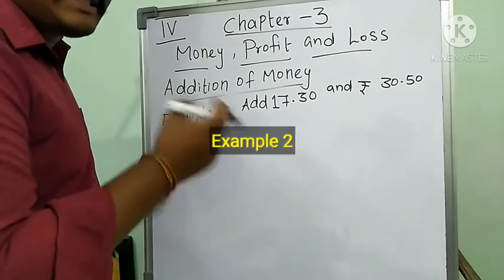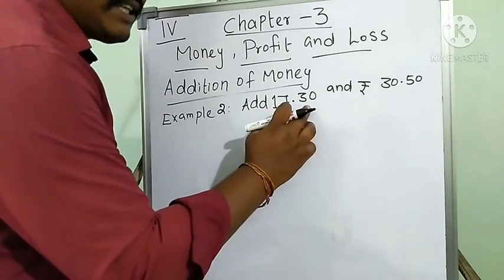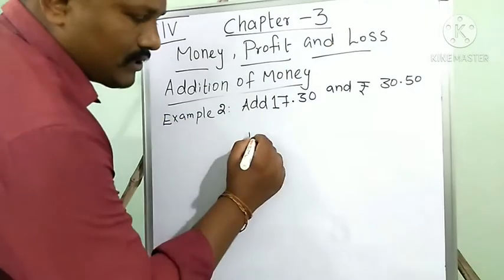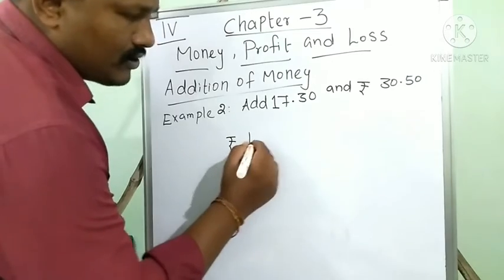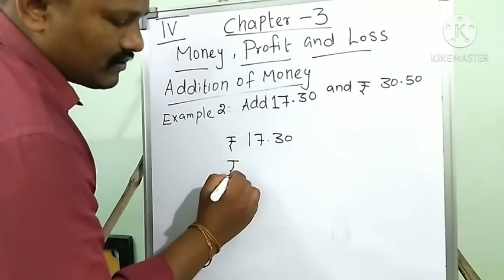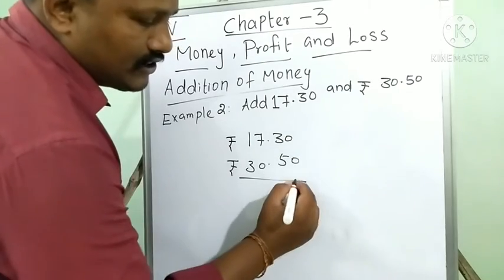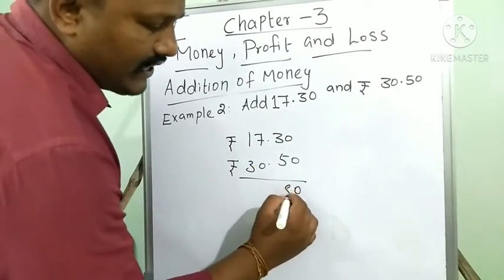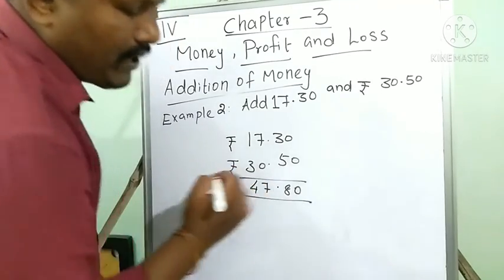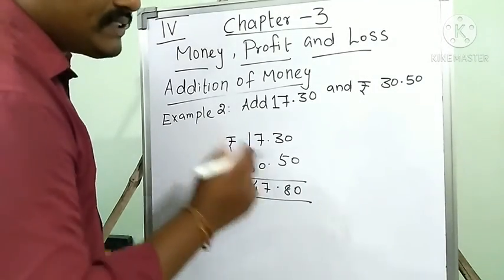Okay, another example, example 2, addition of money. So 17 rupees 30 paise and 30 rupees 50 paise. If you add, I will write it as per the format. So 17 rupees 30 paise, then 30 rupees 50 paise. If you add 0 plus 0 is 0, 5 plus 3 is 8, so 47 rupees 80 paise.